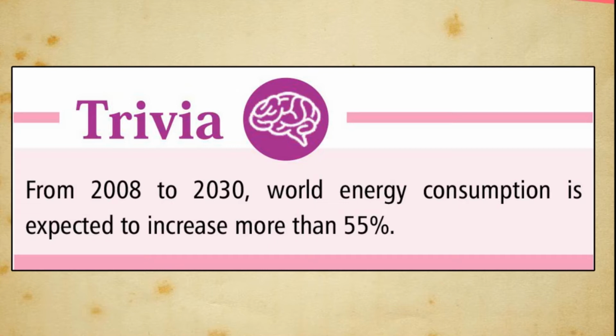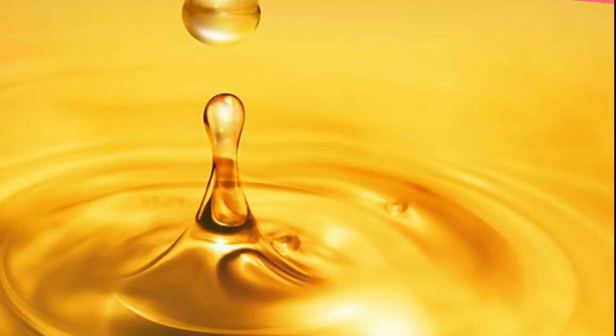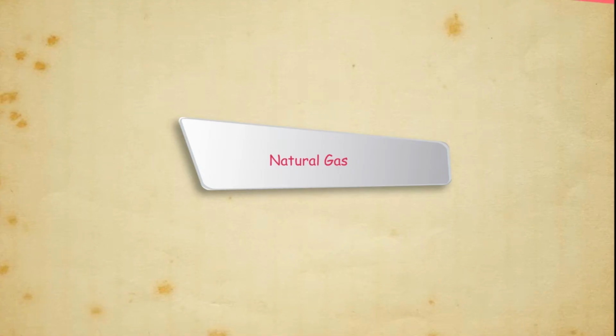Trivia. From 2008 to 2030, world energy consumption is expected to increase more than 55%. Petroleum is obtained in crude form. It is refined in oil refineries. Several oil products like gasoline, petrol, kerosene, diesel, etc. are made from it.